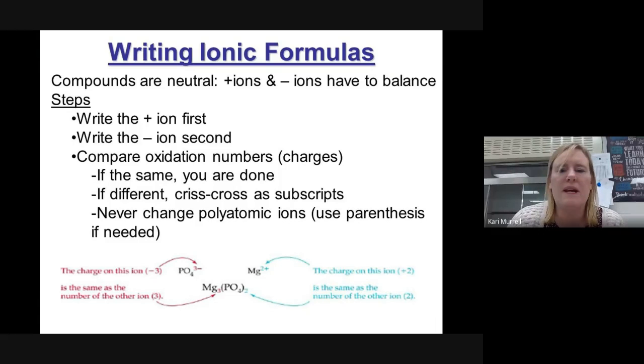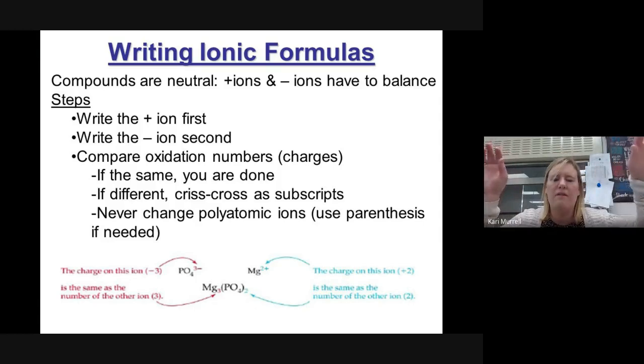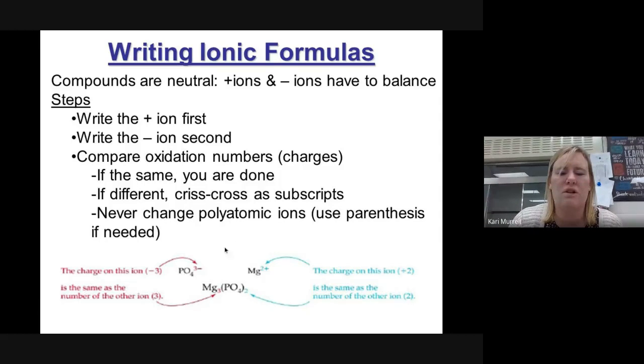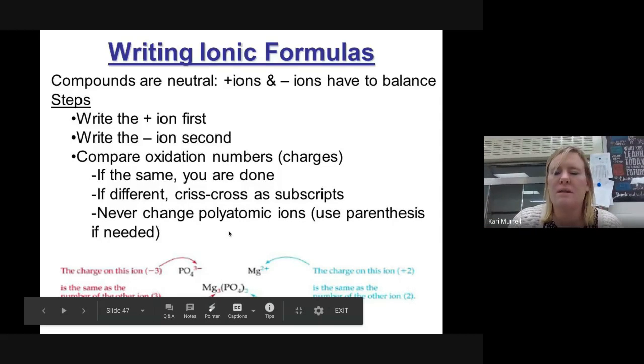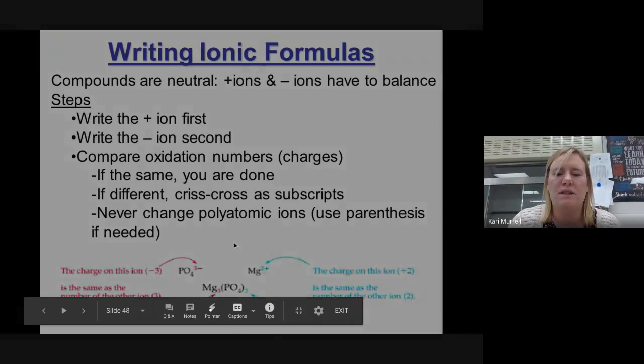So when we write ionic formulas, we write the positive ion first and then the negative ion second. And then we compare their charges. So we write their charges up above and then we will crisscross them. Okay, and it can be a little hard with polyatomics. Polyatomics, you're going to draw parentheses around them if you need them.